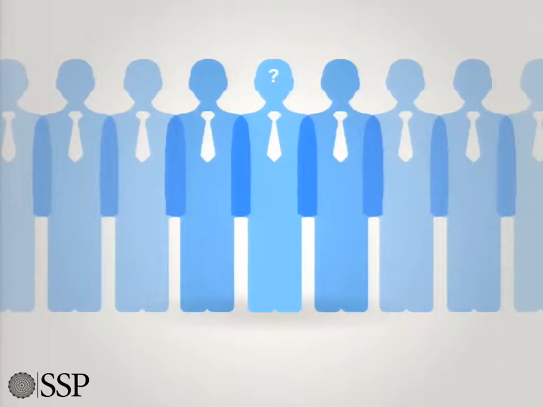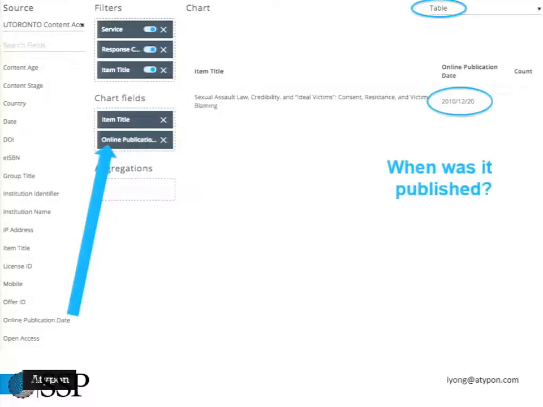So the next two questions we might ask are, who was doing the downloading and why were they downloading? First thing I'd look at is the publication date, because if it was a more recently published article, you might expect that there was a lot of new traffic looking at it. But if I drag and drop online publication date into this report, I can see that it's an old article published in 2010. So something was bringing these people back to this old article.